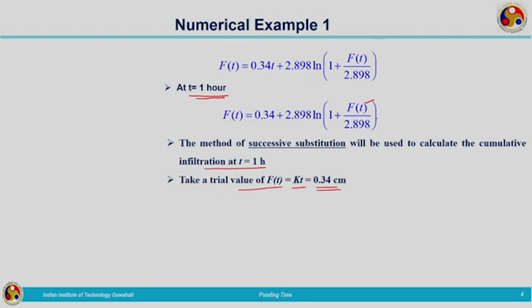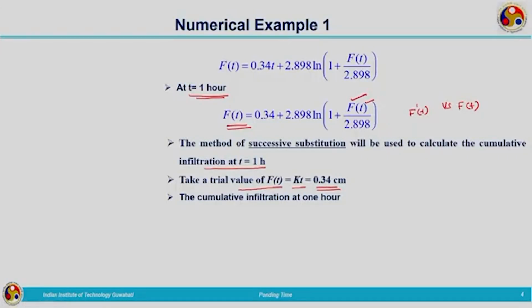Then we will substitute it on the right hand side and calculate F of t on the left hand side. This calculated F of t can be represented by F dash t. F dash t is the calculated value and F of t is the assumed value. We check whether these two are in proper match. If not, the same procedure will be repeated with new assumptions.